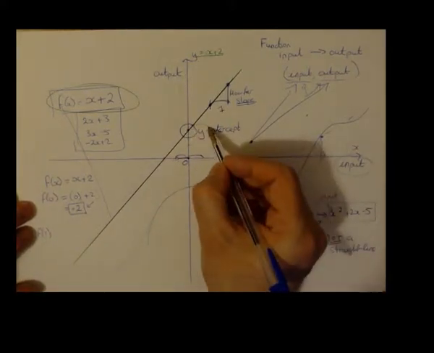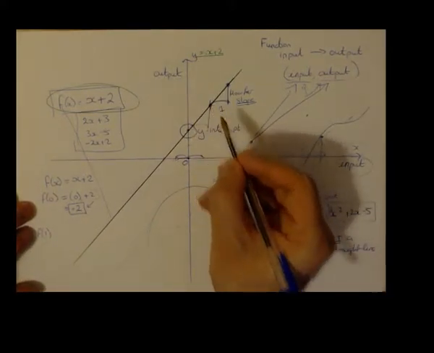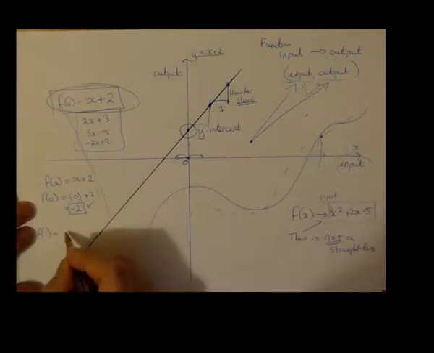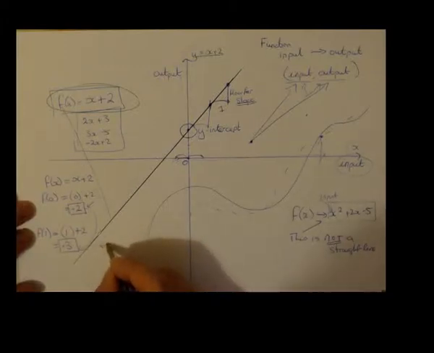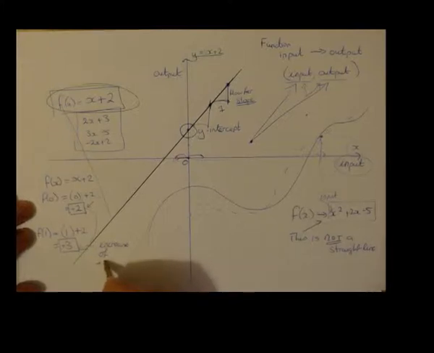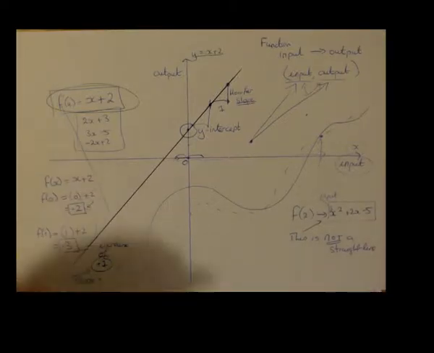because we're going to go across 1 and we want to know what our output is. If I put 1 in, this is what I get. So our output has gone from 2 to 3. That is an increase of +1. So our slope is +1.